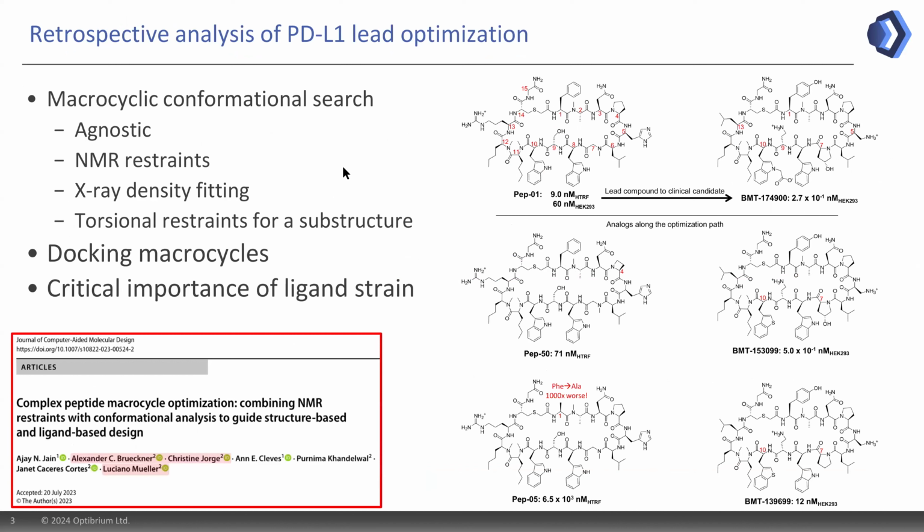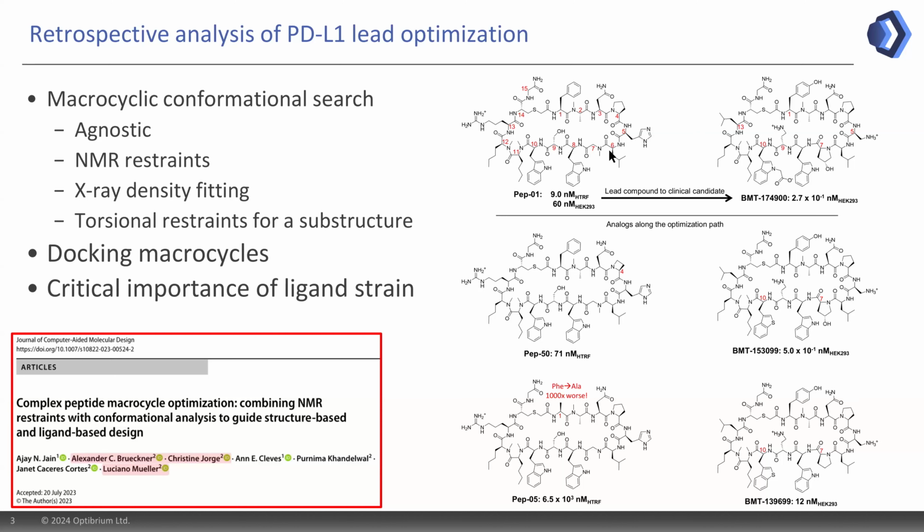PDL1 story. What we have here is the initial hit that binds to PDL1, abrogating its ability to bind the PDL1 receptor. This is an important cancer target. What we had from our colleagues at BMS was a whole lot of structure activity data. I'm showing you just 6 compounds here. And we had big challenges with respect to conformational search.